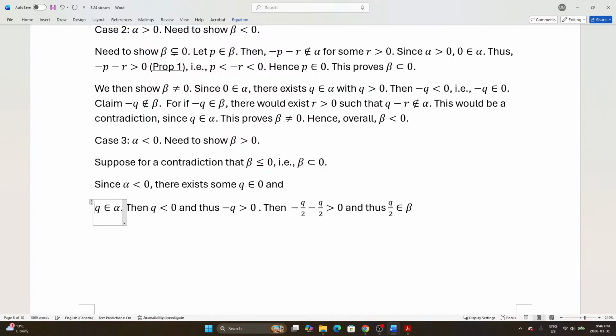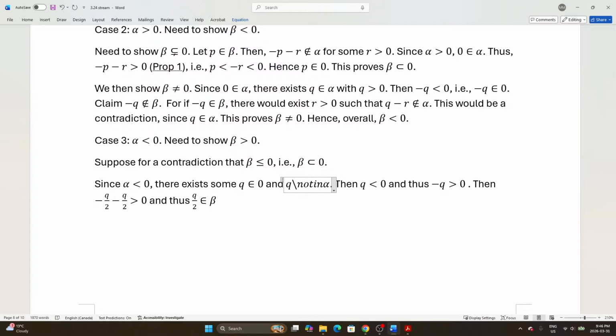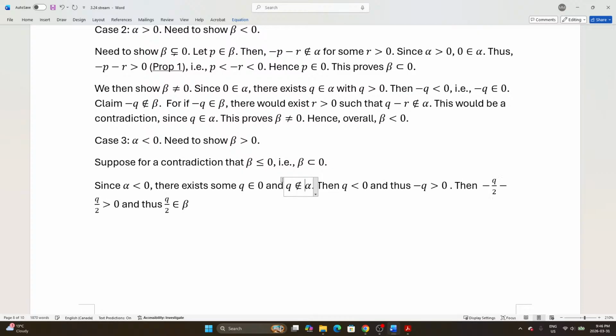And Q is not in alpha. All right. So Q is not in alpha, so Q is less than 0, and therefore minus Q is positive. I want to claim that minus Q is in beta, which would be a contradiction.